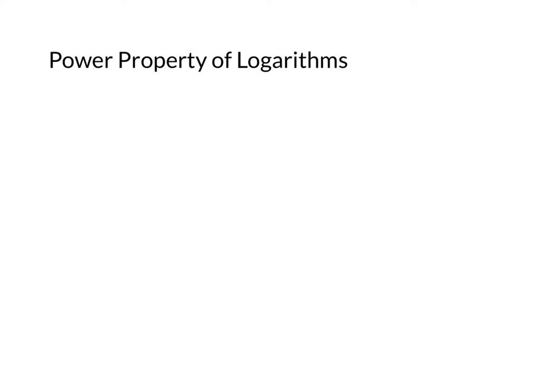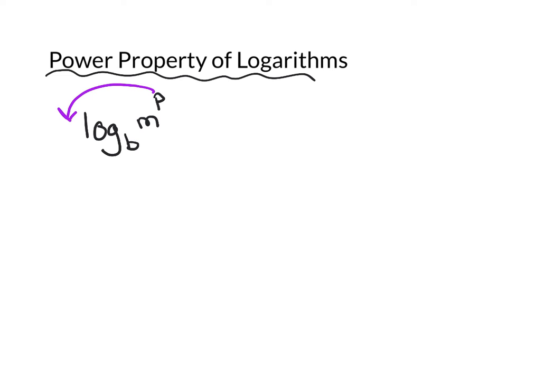Okay, here is the last property of logarithms we're going to learn. It's the power property of logarithms. If I have a log of base b, m to the power of p, the property says that if you have a log of something with a power, that power can come down in front. So this is equal to p times log base b of m.